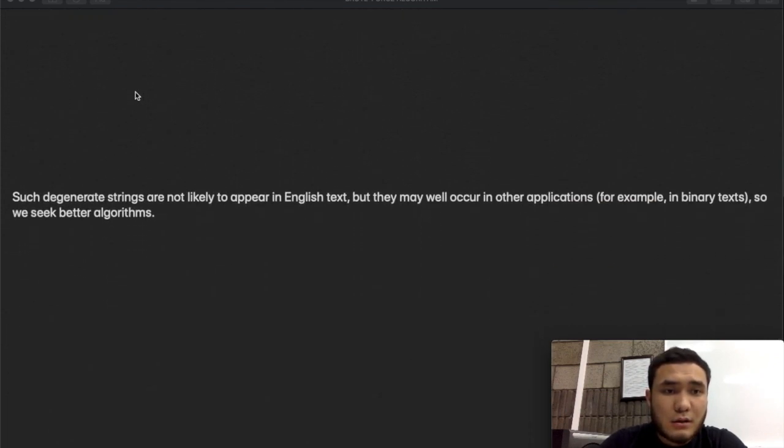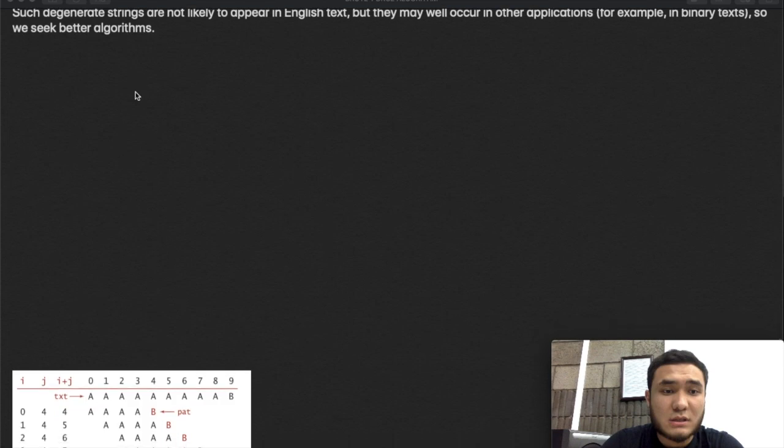Such degenerate strings are not likely to appear in English text, but they might well occur in other applications, for example binary text. So we seek better algorithms.